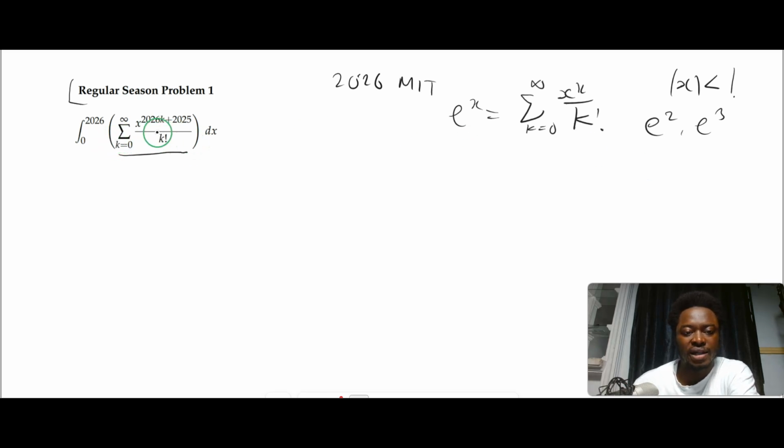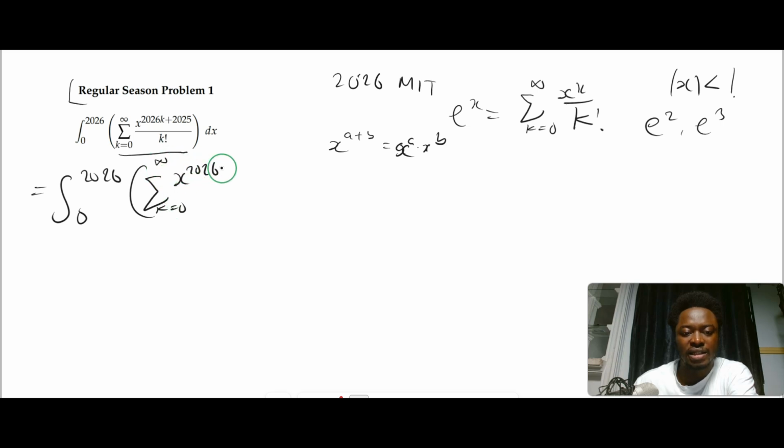So now for our case, it may not look like they are equal, but we can transform this x here. Like we have x to the a plus b equals x to the a power times x to the b power. So using that, you would obtain the integral from 0 to 2026, and then you have the sum as k runs from 0 to infinity of x to the 2026k, then you have times x to the 2025, all divided by k factorial.